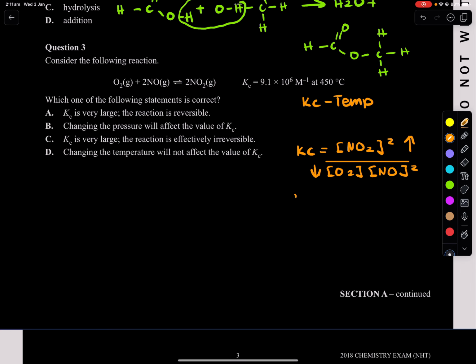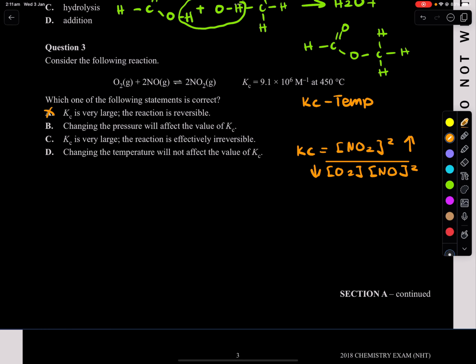Imagine if Kc was small, it means that you have a lot of reactants, but not a lot of products. What's going to happen? Well, some will become products, but because not all of them do, there will be some reversible reactions happening. So what we know is, when Kc is very large, the reaction tends to be irreversible. That's a hint. Always remember that.